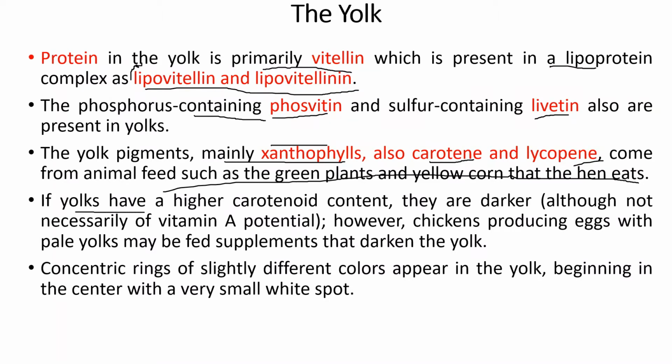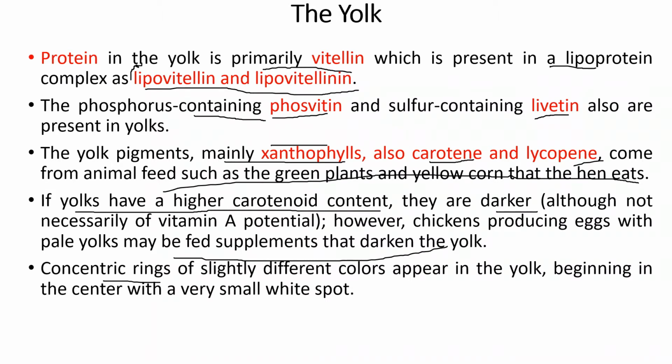Also, if the yolk has higher carotenoid content, it is darker. However, chickens producing eggs with pale yolks may be fed supplements that darken the yolk. So that all depends on the feed that we provide to the hens so that the color comes out well.